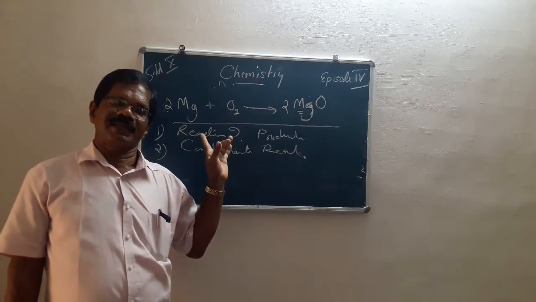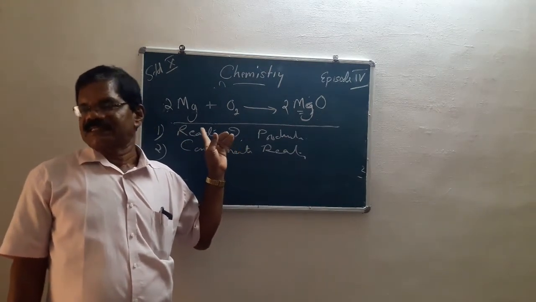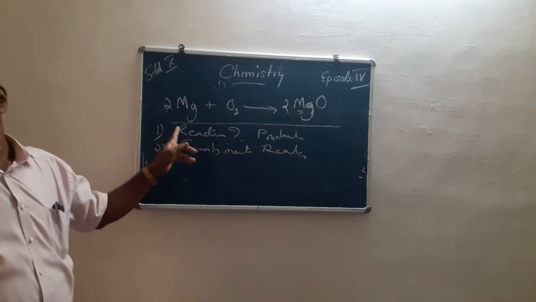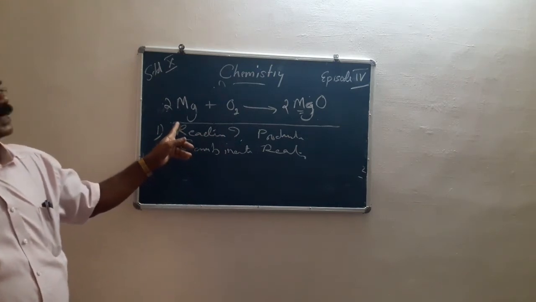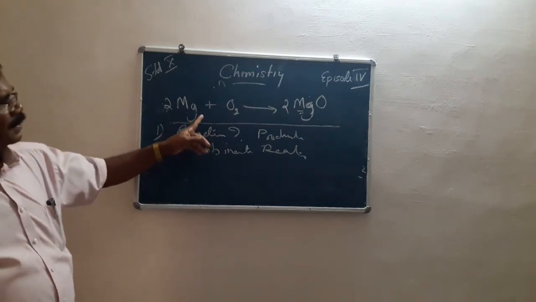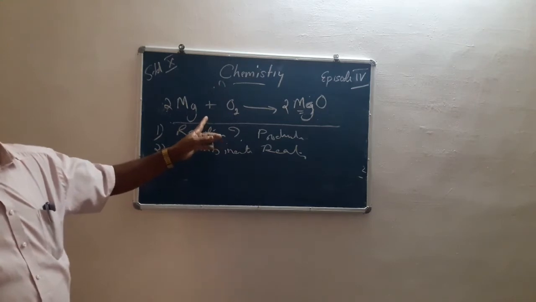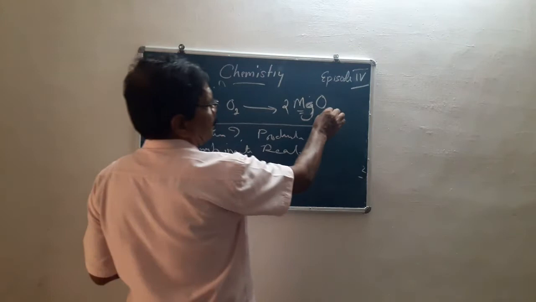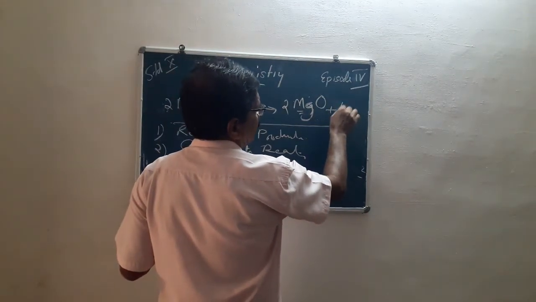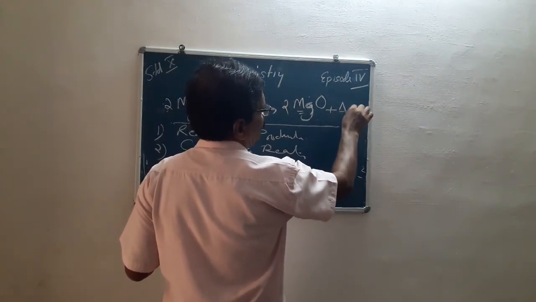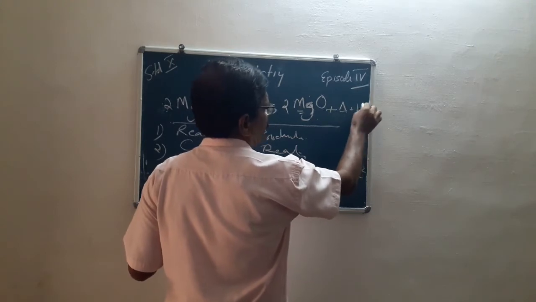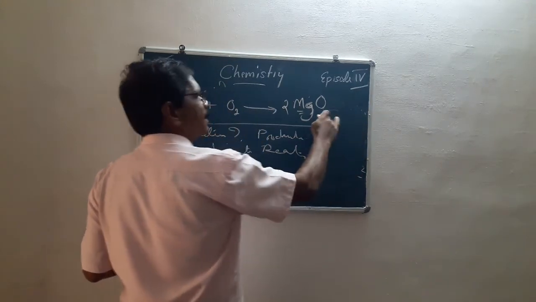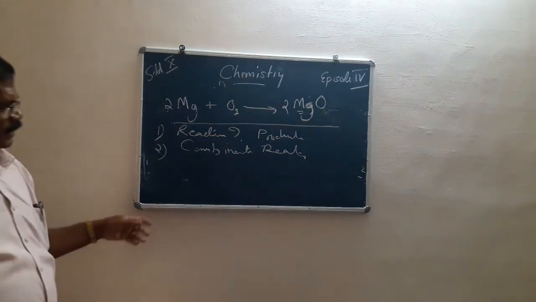Exothermic reaction means the reactions in which heat energy is liberated. We have already seen the activity: when magnesium ribbon burns in oxygen, magnesium oxide is formed, and at the same time heat energy and light energy are also produced. So it is an exothermic reaction.